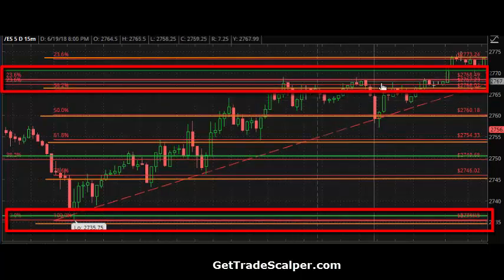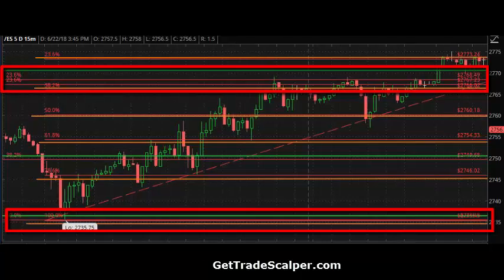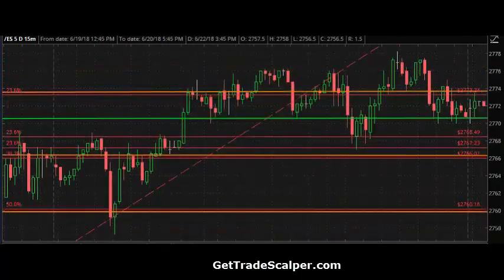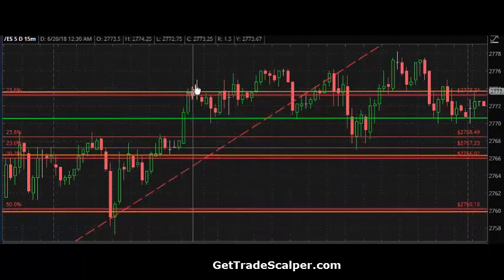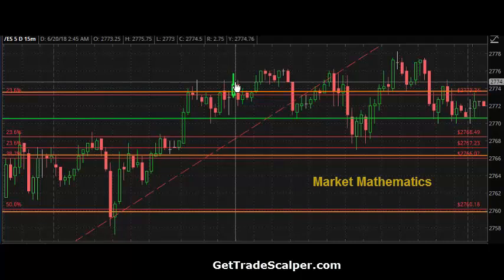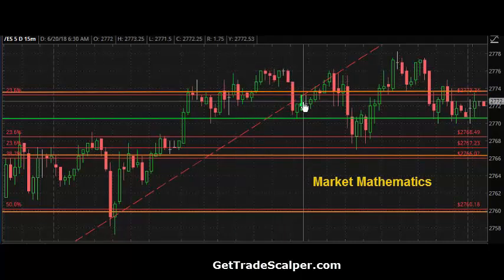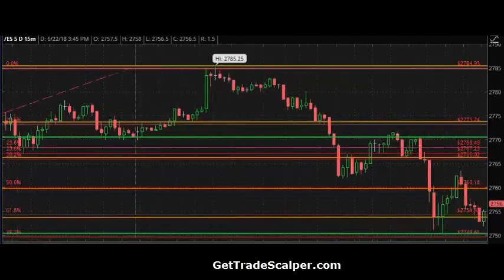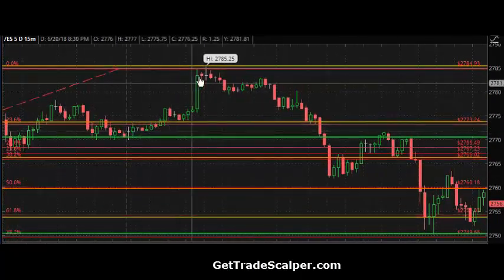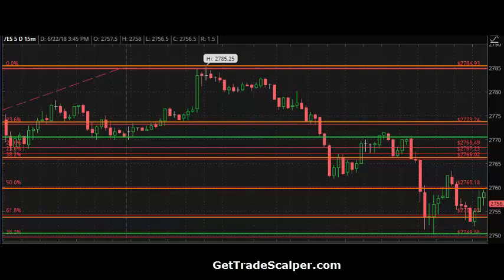See that? So it's clear evidence Fibonacci is alive and well in the markets, what I like to call market mathematics. Look at that.